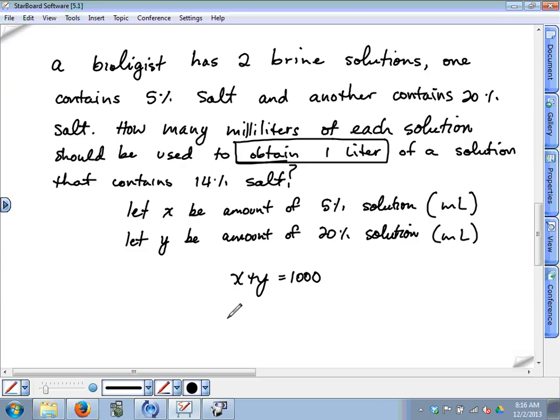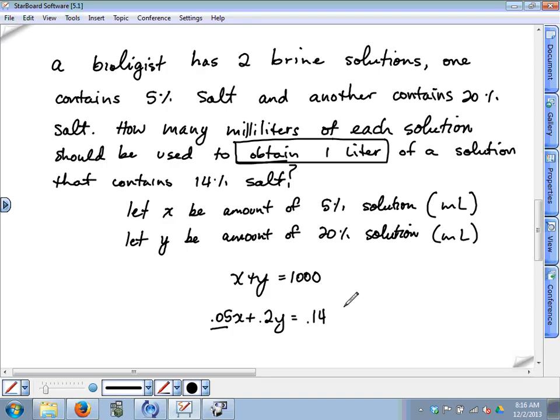Okay, so we can't use percents as numbers. 0.05x. What's the concentration of the Y solution? 0.2. And here's where most students make the mistake. The mistake that's made is just to say 0.14. But it's a concentration of something. Here it's 0.05 of X. Here it's 0.2 of Y. This has to be 0.14 of something.